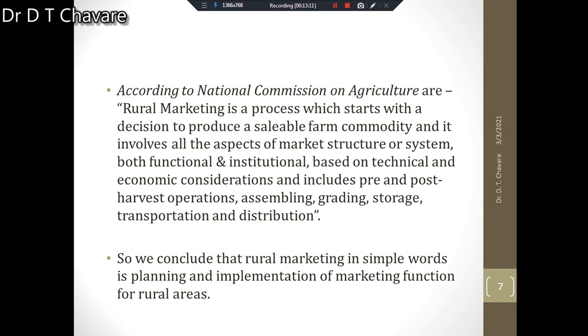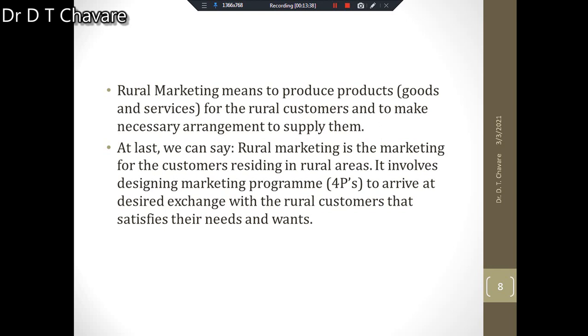Then we have to conclude that rural marketing, in simple words, is planning and implementation of marketing functions for rural areas. This is the main aspect of rural marketing. Rural marketing means to produce goods and services for the rural customers and to make necessary arrangements to supply them. That's why this is also called rural marketing.